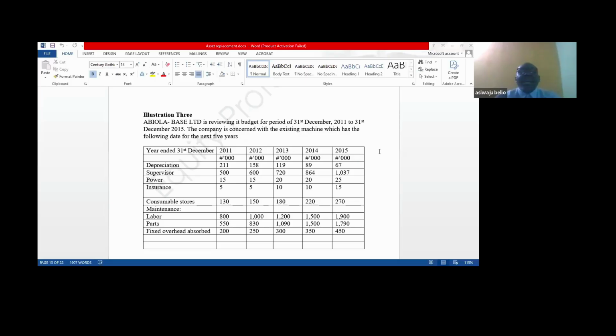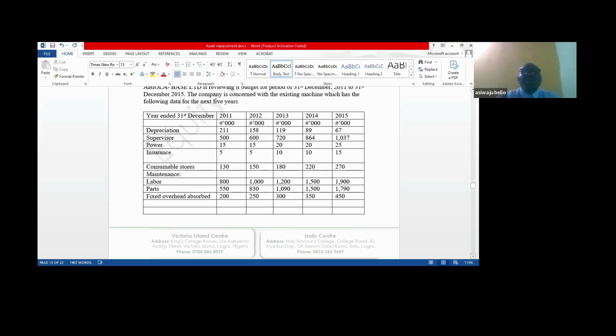We are given depreciation of the existing machine, supervisor expenses, power expenses, insurance, consumables, maintenance, labor, parts, and fixed overhead costs. All this information is related to the existing machine.